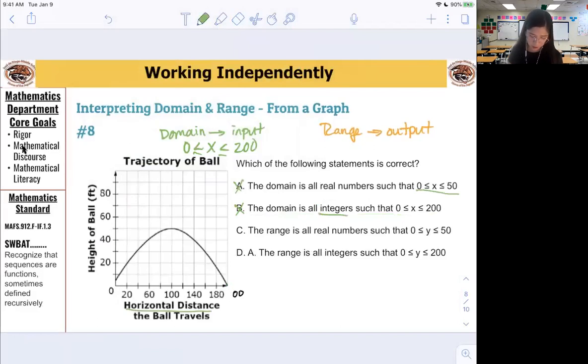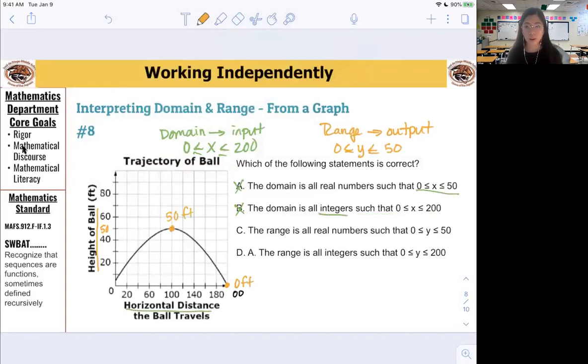Well, my range is the outputs, so this time I'm looking at the heights. I wanna know what was the highest the ball went and what was the lowest the ball went. Well, the highest point it reached was 50 feet. There's my 50 right here. And the lowest point was at the very end when the ball hit the ground again, and that was at 0 feet height. So I know that my range is from 0 to 50.